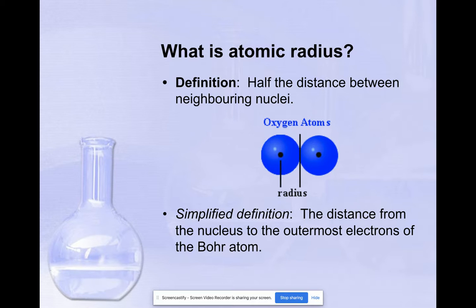The atomic radius, the technical definition, is half the distance between neighboring nuclei. There are 3 ways to measure it. You can measure it by metallic radius, the distance between 2 metal atoms. You can measure covalent radius if you're looking at a covalent bond, like a diatomic molecule. Or for noble gases, you'd have to use the van der Waals radius. You don't need to worry about that right now. But to simplify it, it's essentially the distance from the nucleus to the outermost electrons in that Bohr atom.